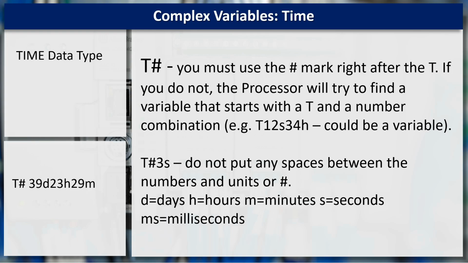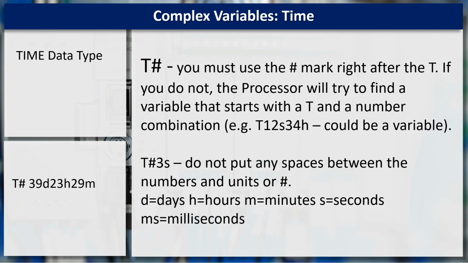If you do not, the processor will try to find a variable that starts with a T and a number combination. For example, T12S34H could be a variable. So T#3S. Notice there are no spaces between the numbers and units for the hashtag. D stands for days, H stands for hours, M stands for minutes, S stands for seconds, and MS stands for milliseconds.